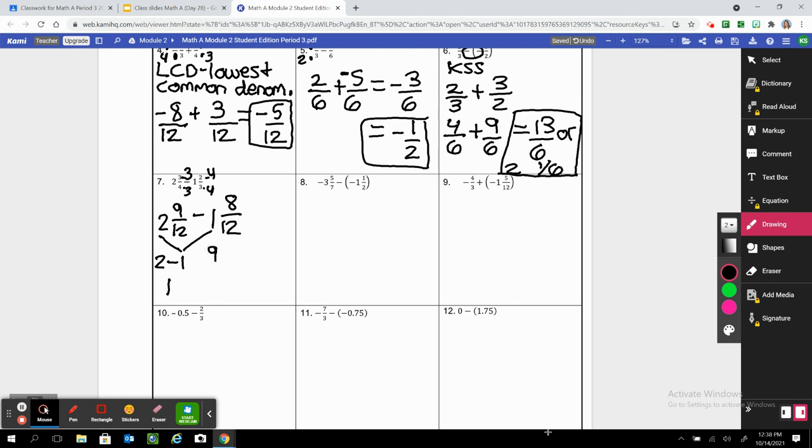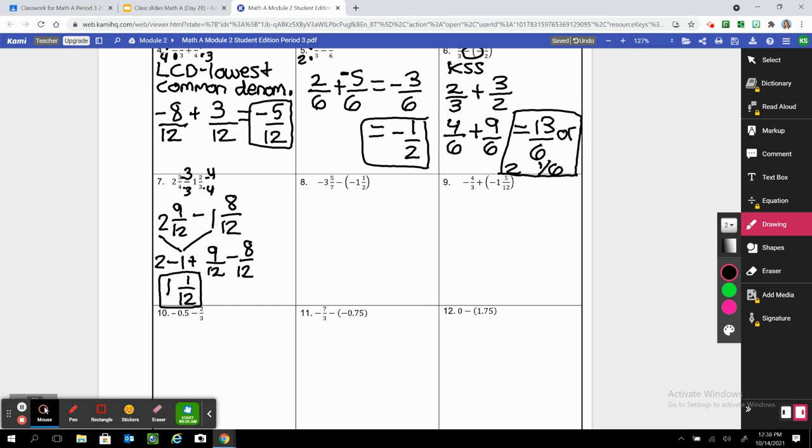And then I'm going to do 9/12 minus 8/12. So you have to subtract them. Think of it as like two different problems here. You're adding these two together. So I subtract my numbers. 2 minus 1 is 1. 9 minus 8 is also 1. So my final answer would be 1 and 1/12.